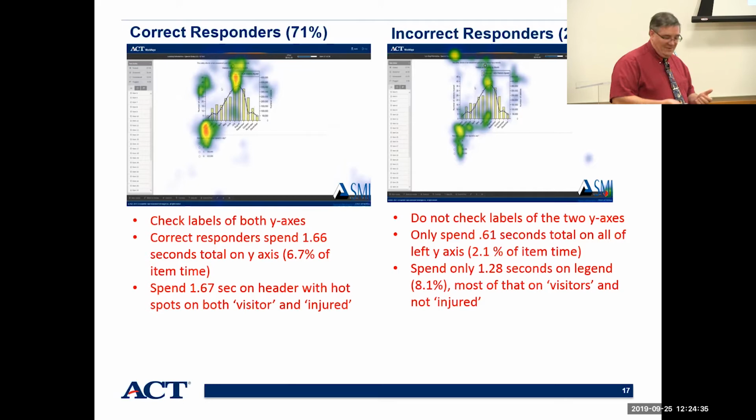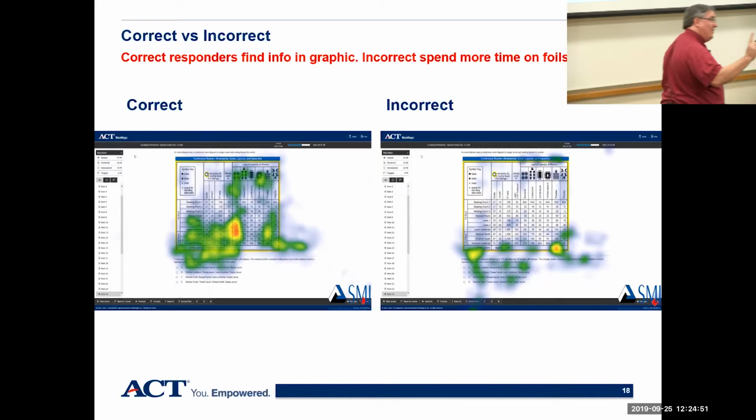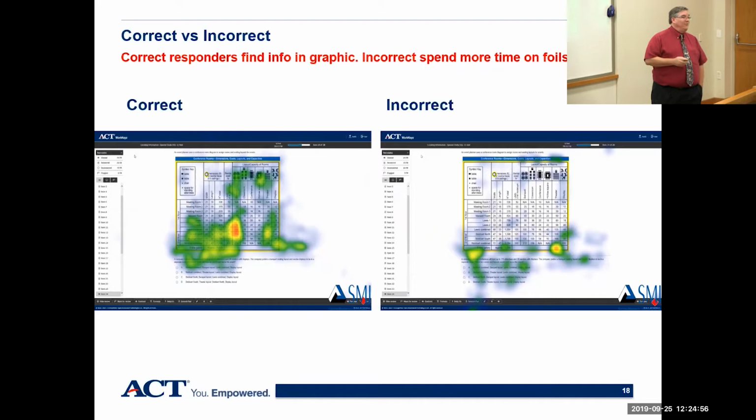Now, correct responders look for information in the graphic, and incorrect responders try to use the foils to find all the information. So instead of reading the question and going, I need to find this, low scorers and people who get things incorrect tend to focus on the foils. All that worrying about writing really good foils that everybody in test development knows is important, we now have evidence that says your choice of foils can really drive the p-values. If you make a more compelling distractor, more people are going to choose it. And we can see why: it's because low scorers spend their time doing that instead of looking in the graphic for the right answer.